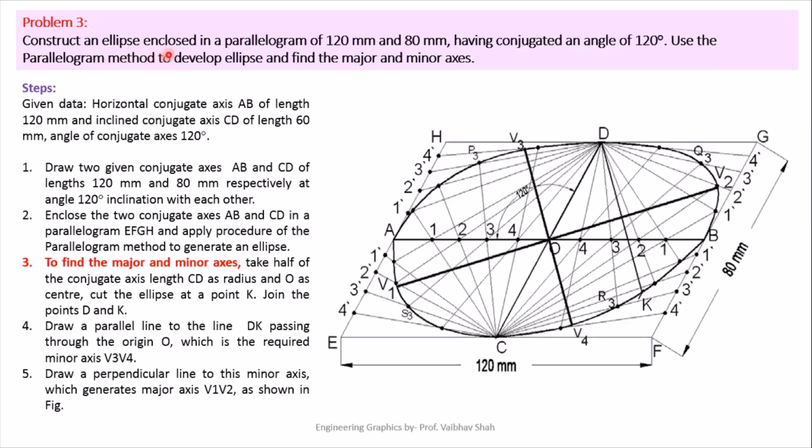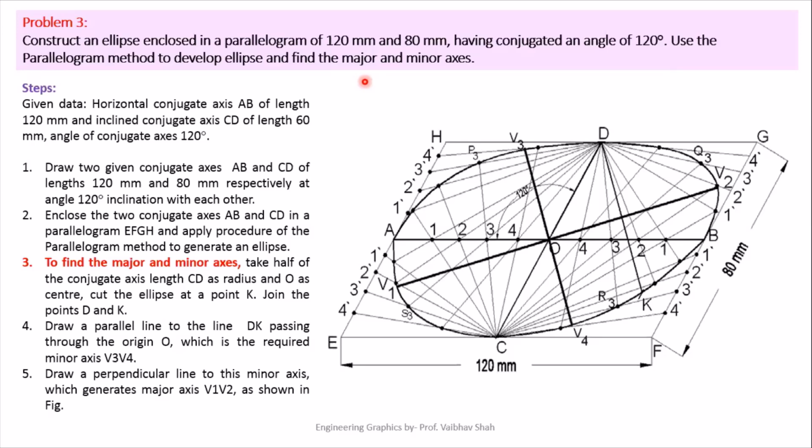Construct an ellipse enclosed in a parallelogram of 120 mm and 80 mm having a conjugate angle of 120 degrees. Use the parallelogram method to develop the ellipse and find its major and minor axis. So as you can see, we are finding out the major axis and minor axis in this example.